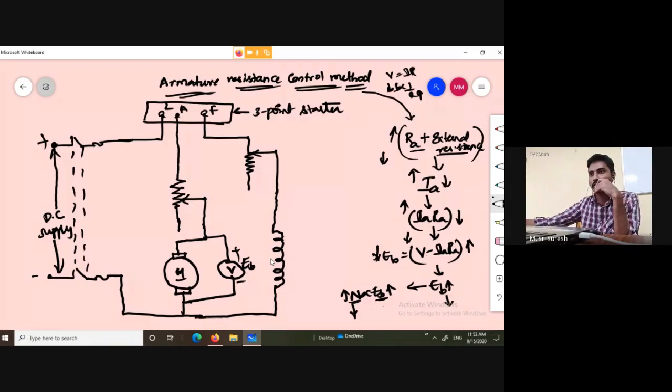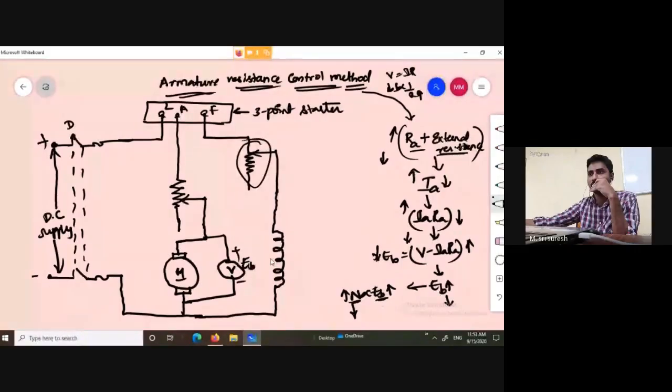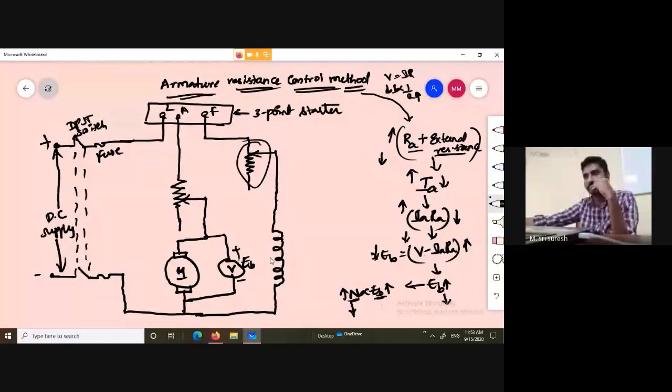So why are we placing another resistance in the field? Discuss that. Here we are placing a field rheostat again. Why? In order to obtain rated speeds, to adjust the speed of the motor to rated speed, we keep a rheostat in the field.